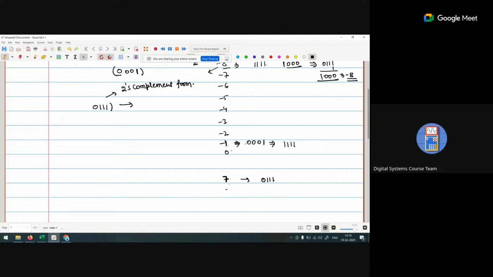Now, if I want to extend the limit, this is a 4-bit number, and I want to convert this 4-bit number into an 8-bit number. So what should I do? Add 4.